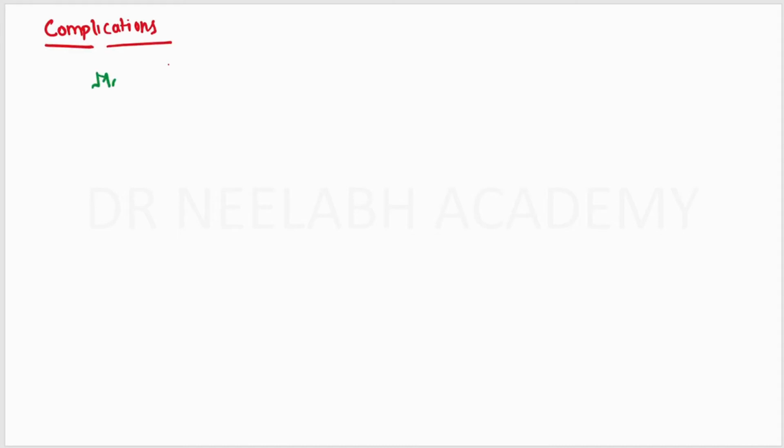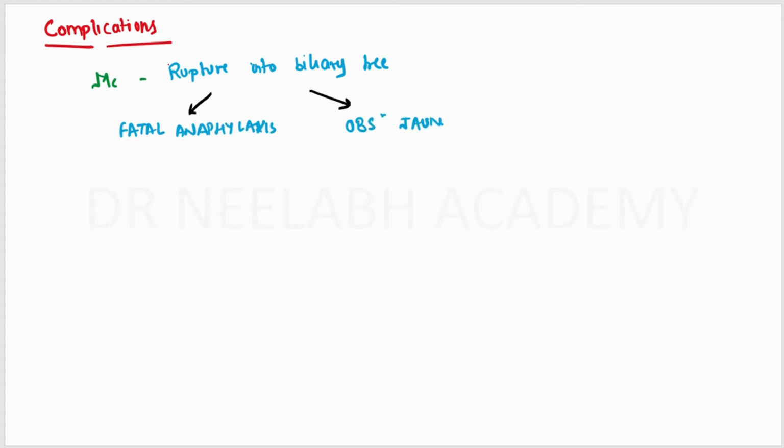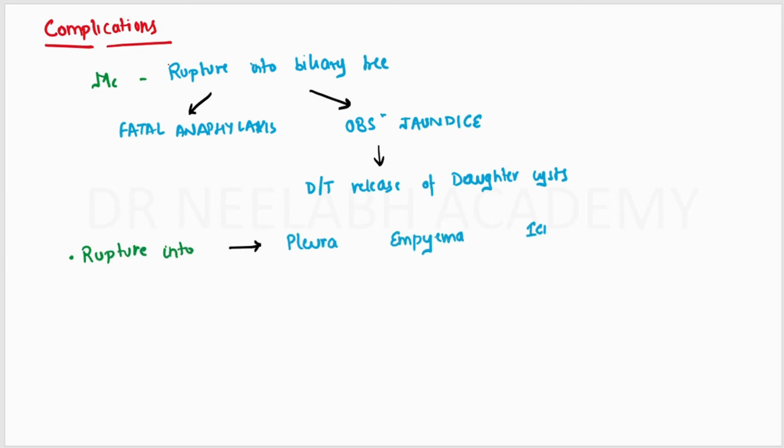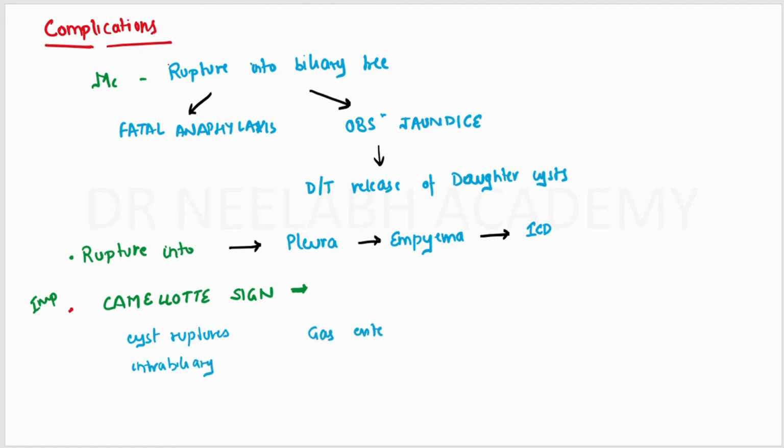Now the complications. The most common complication is the rupture of the cyst into the biliary tree. That may result in two things: either a fatal anaphylactic shock, or obstructive jaundice due to obstruction by daughter cysts. The next complication can be rupture into the pleural cavity, which may lead to empyema, for which an ICD has to be done. There is a very interesting Camelot's sign. Whenever this cyst involves the biliary tree, gas enters the cyst and causes partial collapse of the cyst wall. This is called Camelot's sign.